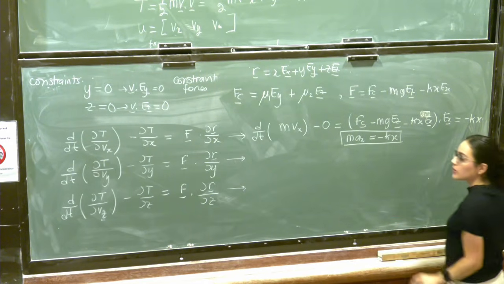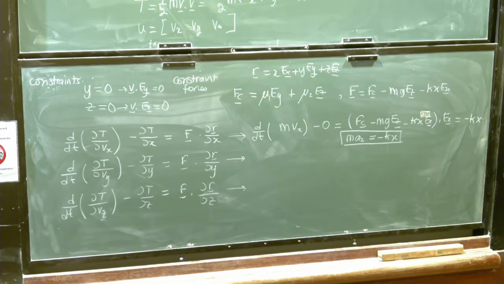What is this equation here? Are we familiar with it? Yes, of course we are. It is the equation of motion for the simple harmonic oscillator. That's what we would get from F equals ma projected along Ex for the simple harmonic oscillator, right?